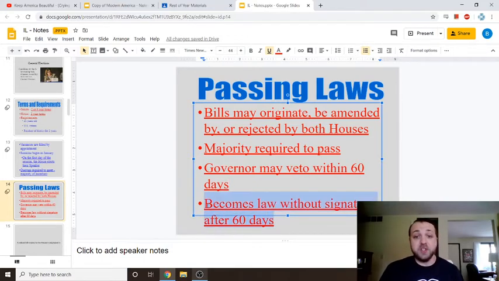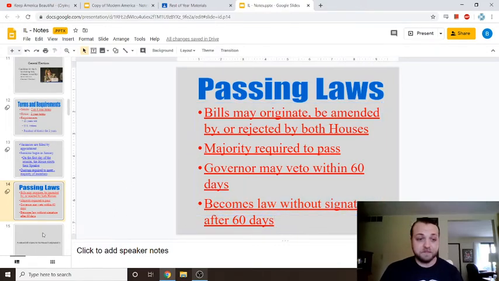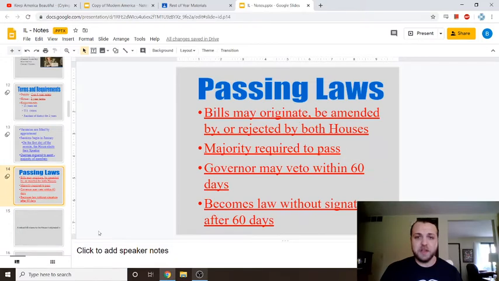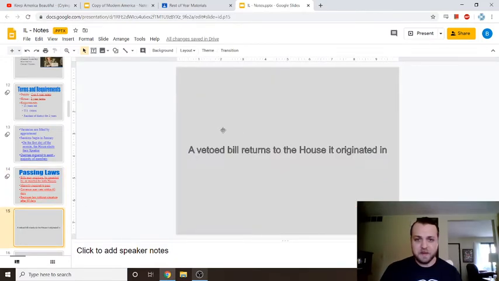If the governor chooses not to sign it and lets it sit on his desk, sorry, there's no pocket veto in this state. It's just automatically going to become a law. No pocket veto. So if he tries to hang on to it for longer than 60 days, then it just automatically becomes a law. All those things are on the test. That's why they're underlined.